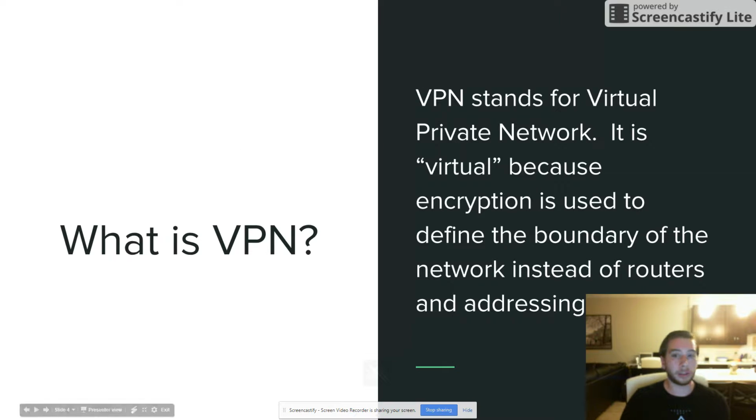But to start, VPN stands for Virtual Private Network. It is virtual because the encryption is used to define the boundary of the network instead of the routers and addressing. So your network traffic goes through a VPN server and gets encrypted for data going to and from your network.